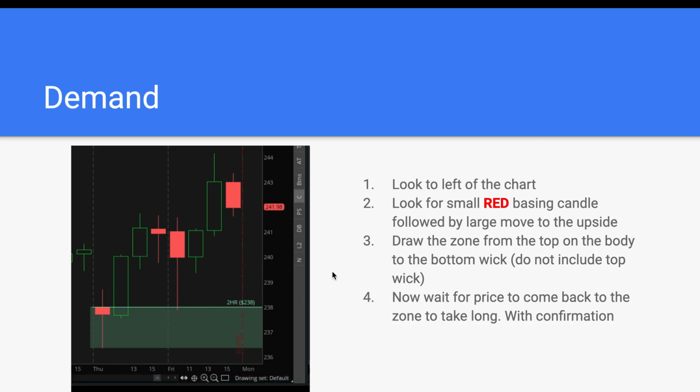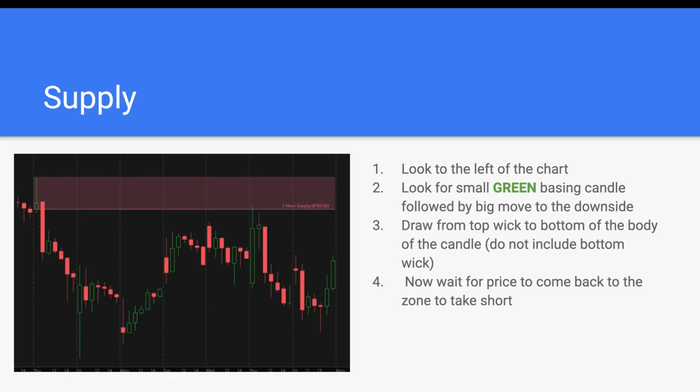So looking at supply now, you're looking to the left of the chart for when price dropped, and you're looking for a small green basing candle. So you see this small candle here. We have a small candle. There is a large wick, but you can see the buyers and sellers ended up agreeing around here. And then the next candle, we had this large drop.